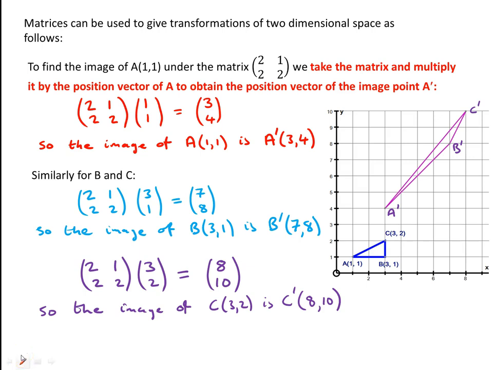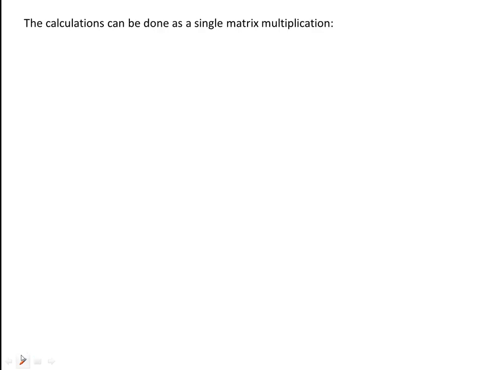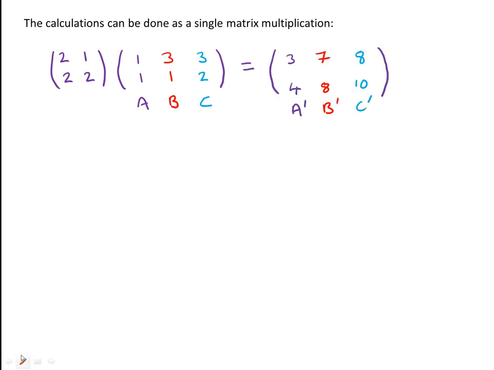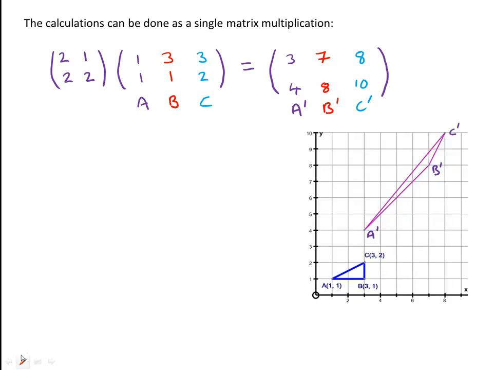Now we can save the amount of work in calculating the points A dash, B dash and C dash by writing the calculation as a single matrix multiplication. So we've got the matrix 2, 1, 2, 2, and then we combine the 3 points into a single matrix and do the matrix multiplication in the normal way to obtain the image points, which then again gives us exactly the same diagram as before.